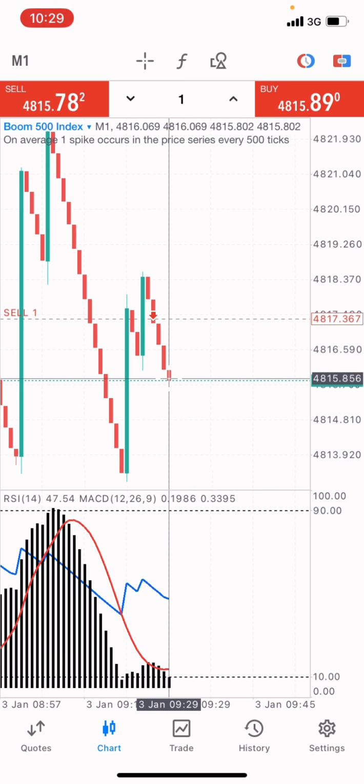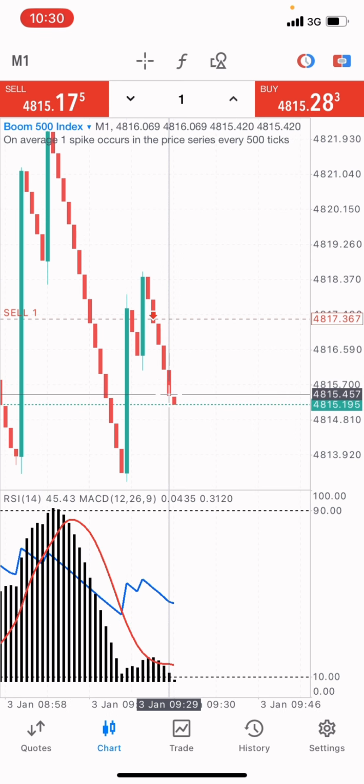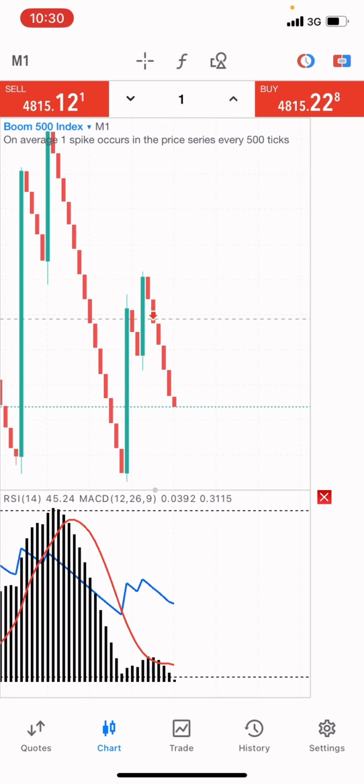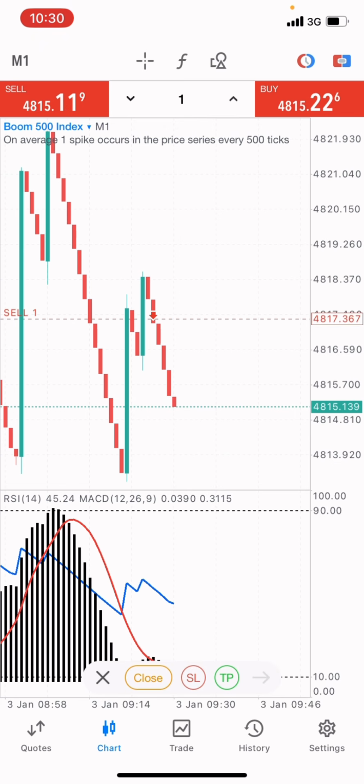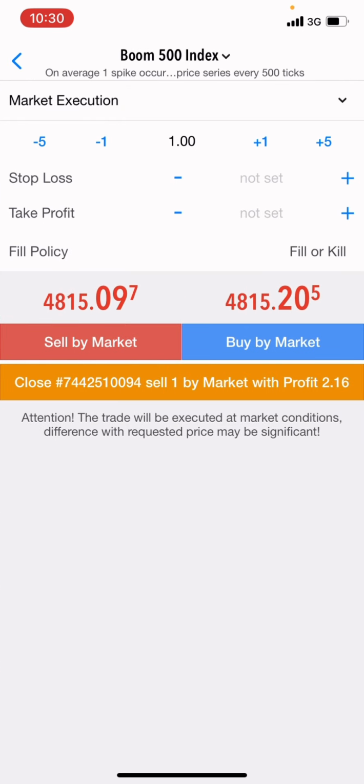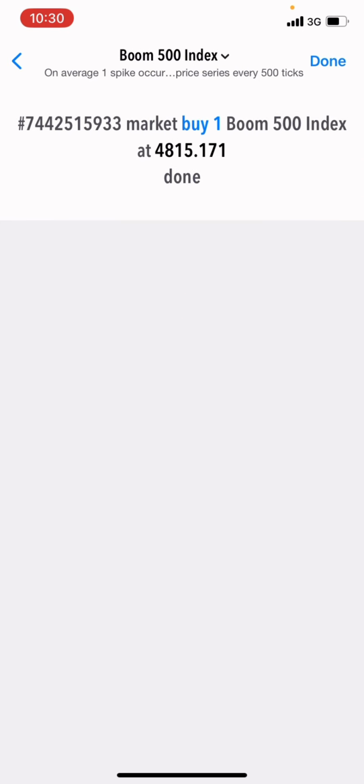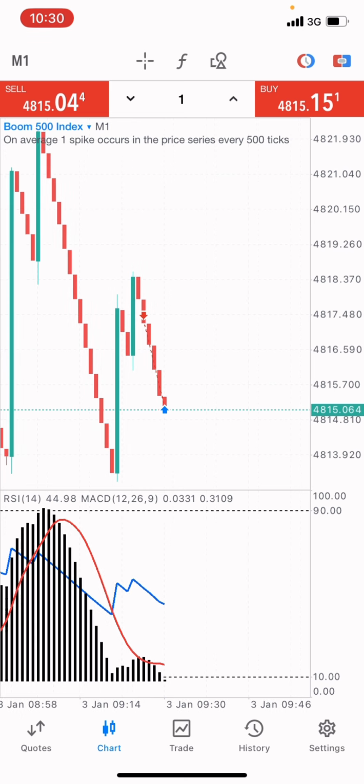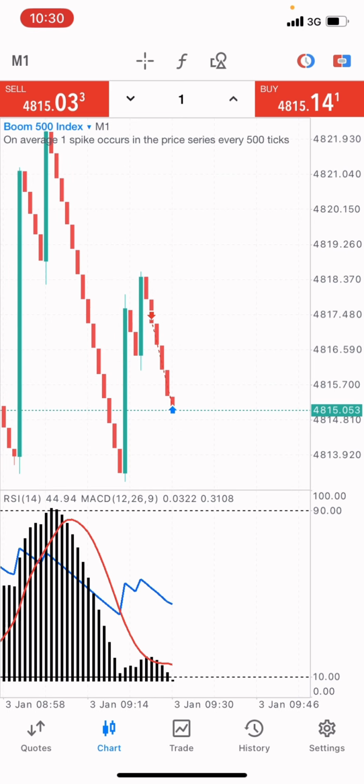I'm going to exit the market, and we have made about $2 profit from this market using a lot size of 1. So what I'm going to do is to close the position right now. Okay, I'm going to close this position right here, a profit of $2.90, right? As you can see, we just made a profit of $2 from this market.